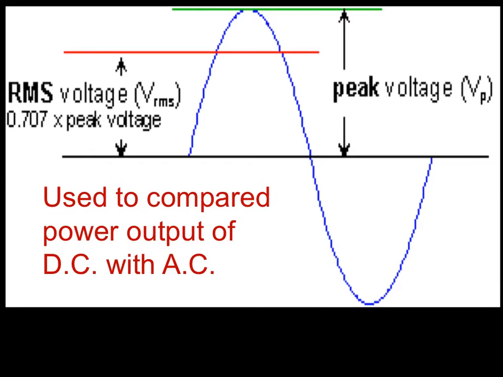So here is a more easily graphical representation of the two. You can see the green line at the very top is the peak voltage. You divide by the square root of 2 and you get the root mean square voltage. Here it's written as 0.707. That is basically 1 over the square root of 2. And as I've said here, it's used to compare the difference in the power output of the two.